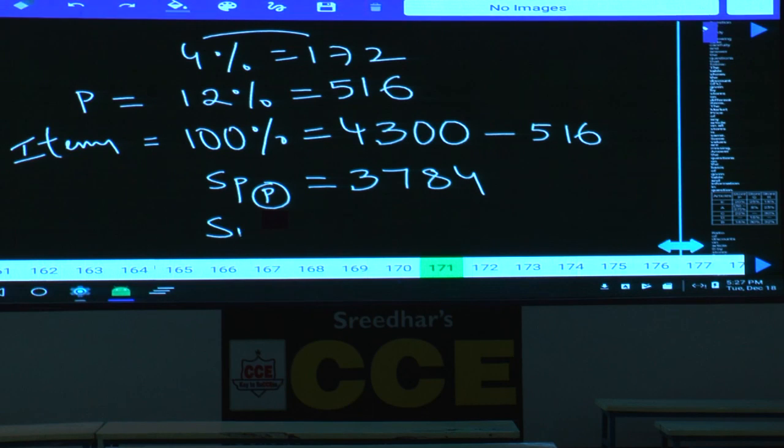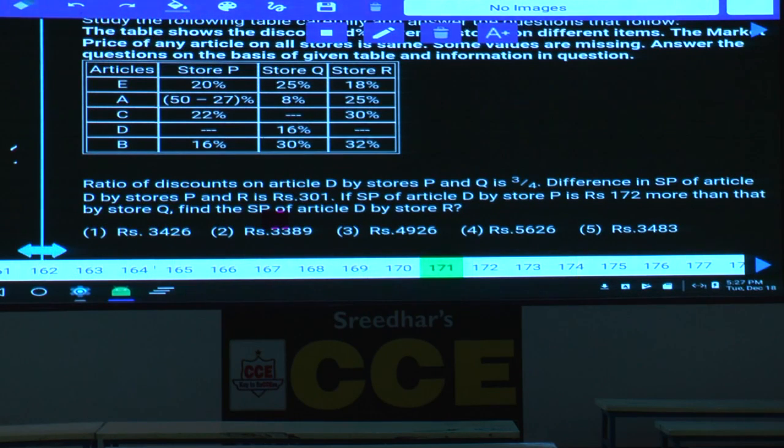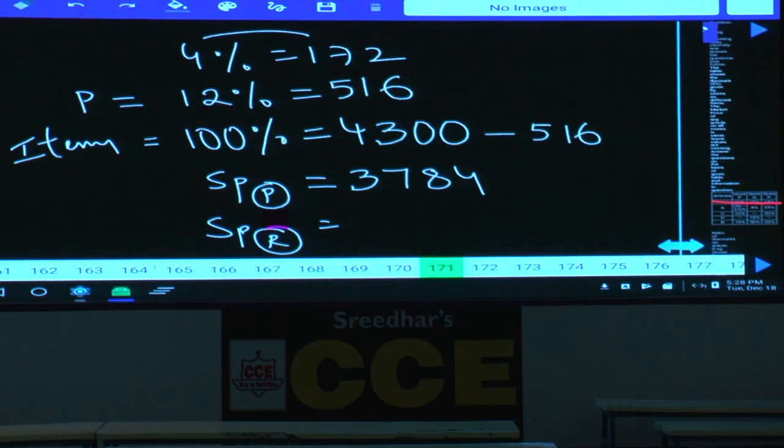Now, but you are asked to calculate selling price of item R. Now look at this. Difference in selling price of article D by store P and R is 301. So selling price of R becomes 2 possibilities, plus 301 or minus 301. This is a difference, in the sense largest number minus smallest number. You never know which is more. So you have to verify both.